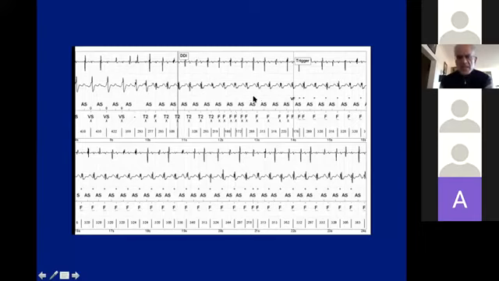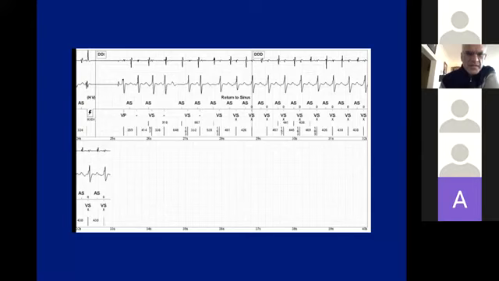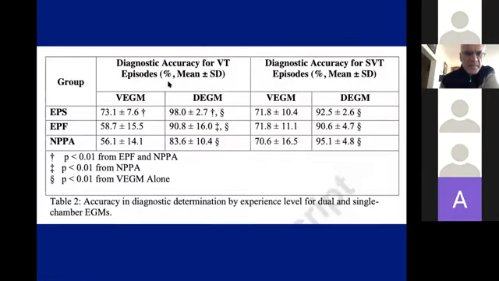All right, so the device thought this was VF, but this is actually SVT, as I have demonstrated to you by using those additional criteria from dual chamber electrograms. And this is the end of this episode, where the device shocked it. There is a high voltage shock. It terminated it. Of course, it would terminate SVT as well. But this is the end of this episode.